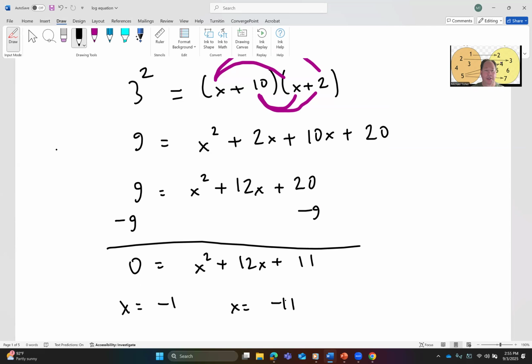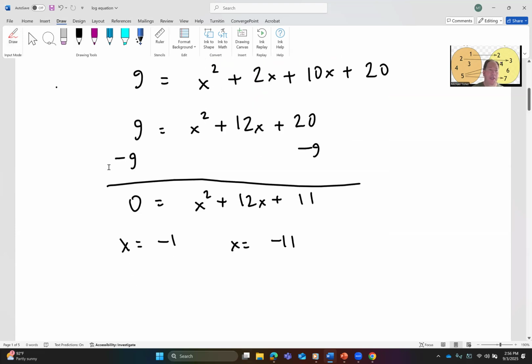Okay, so since the x is already by itself, -1 and -11 should be the two answers. But now we have to be really, really careful here because we cannot take the log of a negative number. And so to be sure whether or not these answers really work, we want to check these in order to see whether or not we get a log of a negative number situation. All right, so let's check this right now.